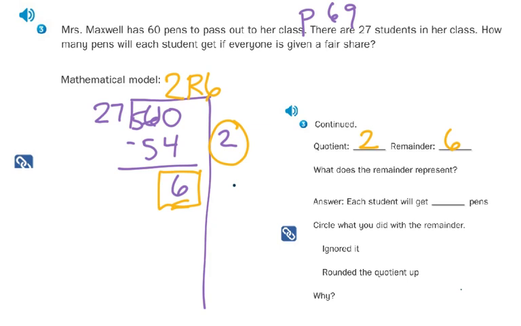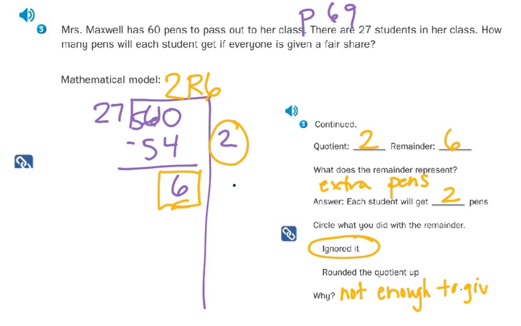What does 6, the remainder, represent? The extra pens. So in order to keep it fair, how many pens will each student get? 2. What did we do with the remainder? Did we round it up and give every student a third pen, or did we ignore it? We ignored it. And why? There's not enough to give another pen to each student.